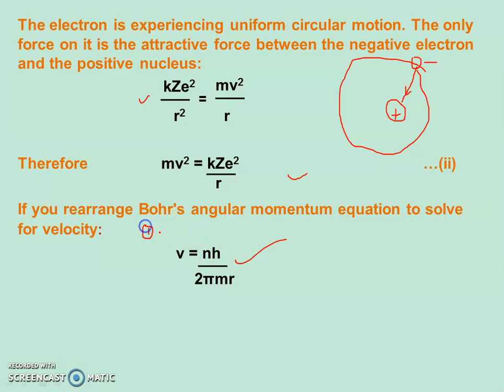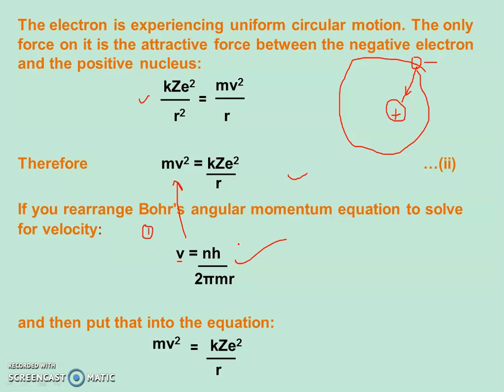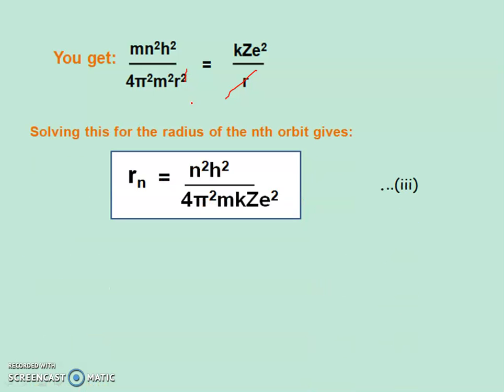Right. Now what we will do? We will substitute the value of V from this equation in equation number 2. So this comes out mv square is equal to kZe square by r. Now substituting the value of V, we will get this. Now after cancelling out the factors r and square of this r, we get r is equal to n square h square divided by 4 pi square mkZe square. This is equation 3rd and this is the expression for radius of nth orbit.